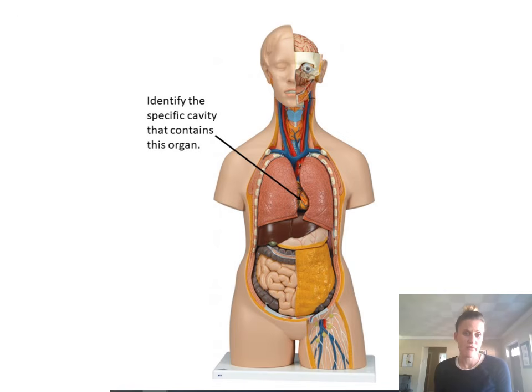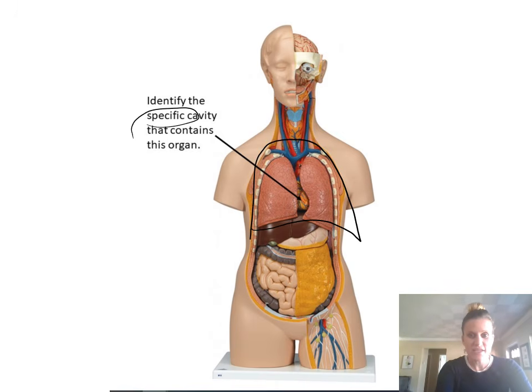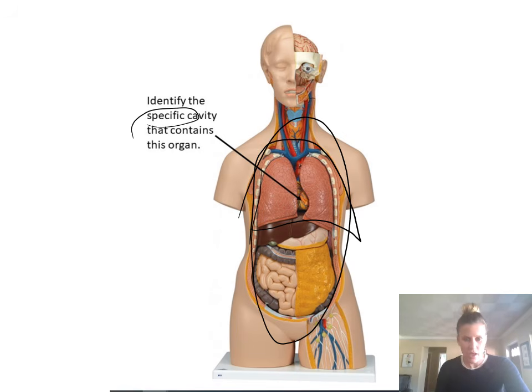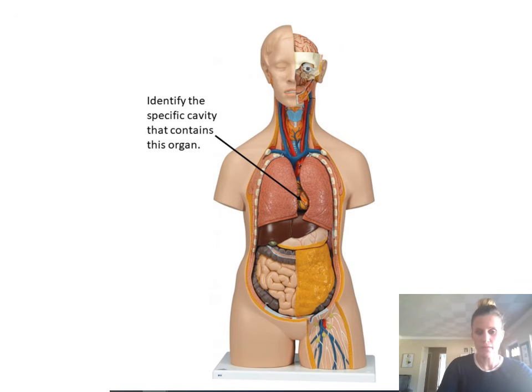Identify the specific cavity that contains this organ. Again, this is telling us specific, so don't give me thoracic cavity. Yes, this whole chest cavity is the thoracic cavity, and the whole front is the ventral cavity, but this wants to know the specific cavity that houses this organ. So first off, what is this organ?